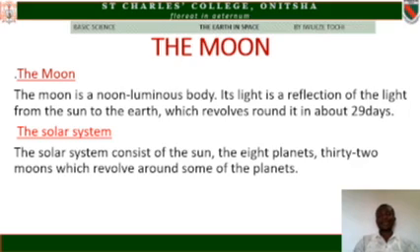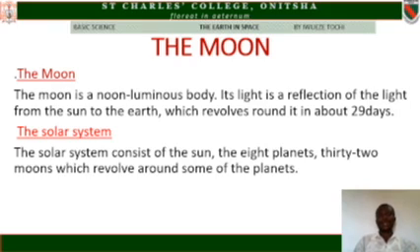Moon is the satellite of the earth. The earth has only one satellite, and that satellite is the moon. The moon revolves around the earth. That is why it is a satellite of the earth.